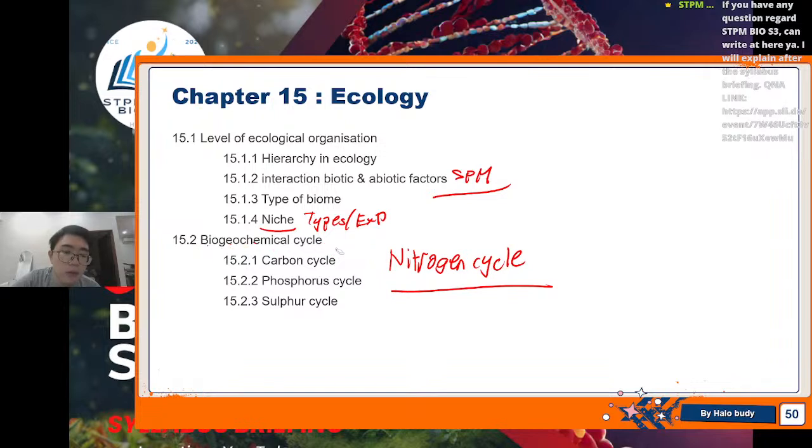So in our syllabus, the nitrogen cycle we do not learn anymore, because we already learned it in SPM. Maybe in this syllabus they eliminated this cycle. So the totally new cycles you have to learn are the carbon cycle, phosphorus cycle, and also sulfur cycle. You have to know the theory and also the cycle of these three elements: carbon, phosphorus, and sulfur.